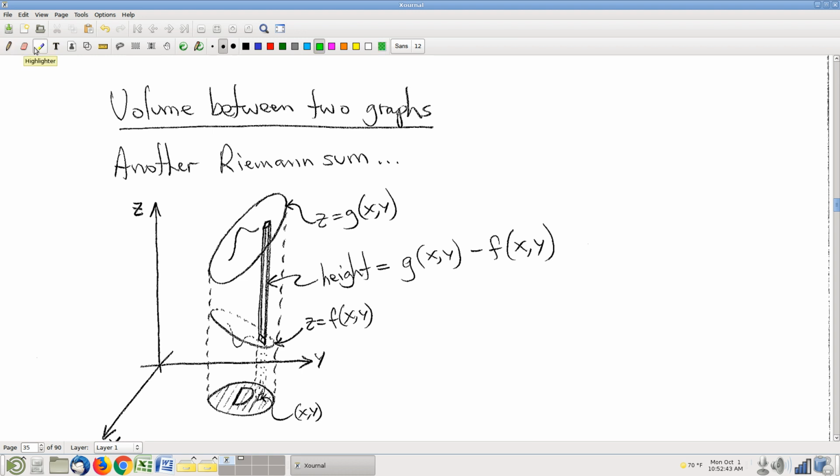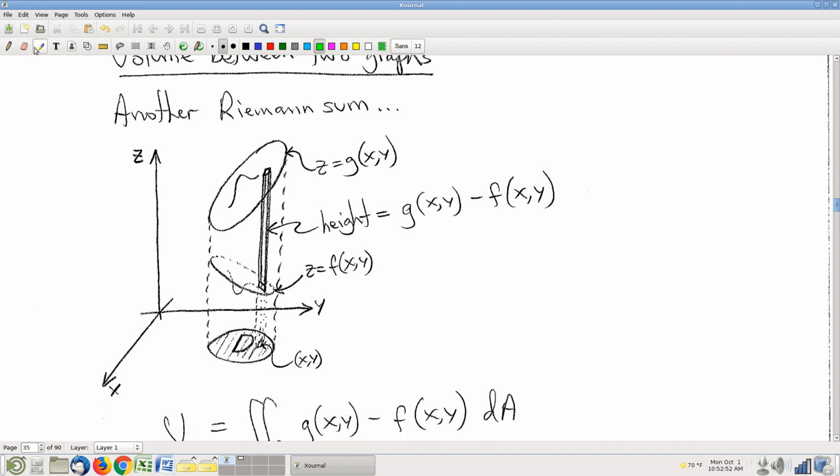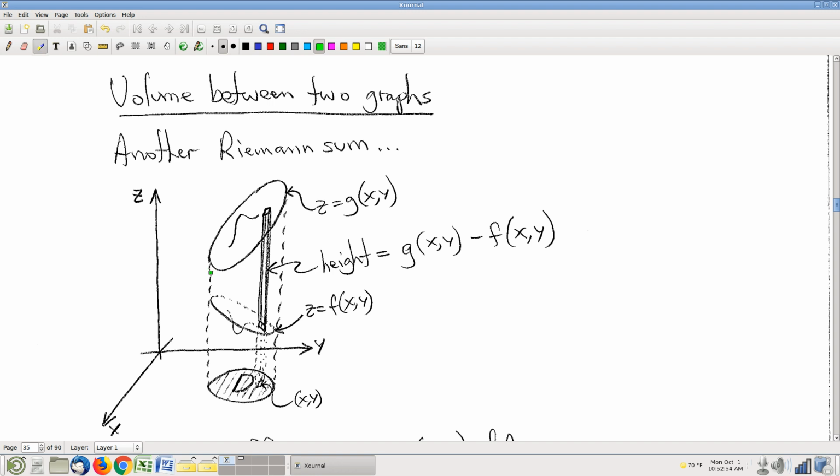Okay. Now we're going to do some kind of geometric applications of integrals. The volume between 2 graphs. Now here's an example. Suppose I want to compute the volume between this surface, that's the graph of some function g, and this surface, that's the graph of some function f. I want to compute that volume between those 2 surfaces.